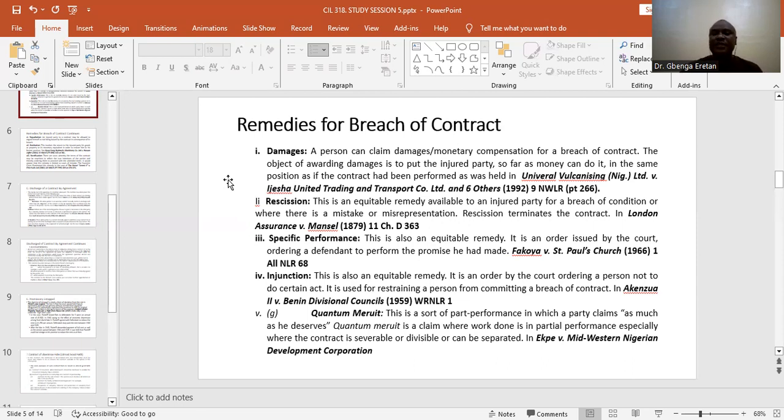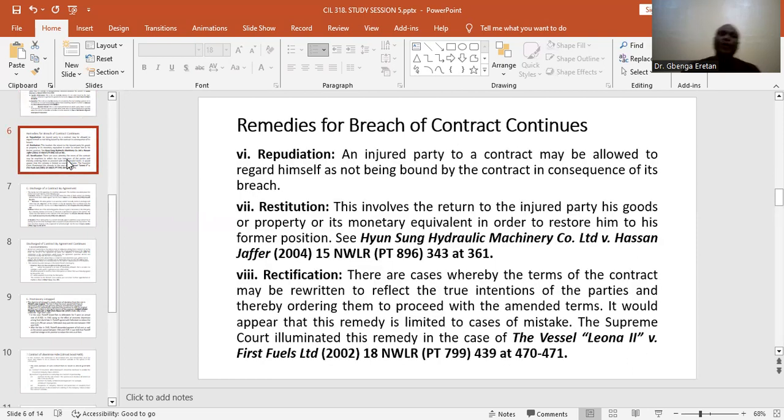And that part that is performed and paid for is what is called the quantum meruit. So the quantum meruit is a remedy where the court will order that the part of the contract that has been performed should be paid for, and the part that has not been performed should be left unpaid for. We are still discussing remedies for breach of contract. You talk about repudiation. When you talk about repudiation, you are saying that the person who suffered loss has the ability to repudiate the contract by bringing it to an end. So repudiation is the ability of the person who suffered loss in a breach of contract to bring the contract to an end.